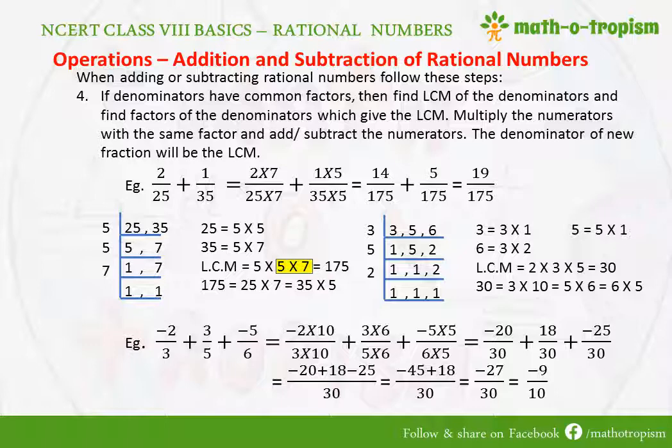So take the LCM, find the factor for each denominator which converts them into the LCM, and multiply the numerator with the same factor as we have multiplied in the denominator. So after converting each and every one into an equivalent fraction, we just have to add or subtract the numerators.